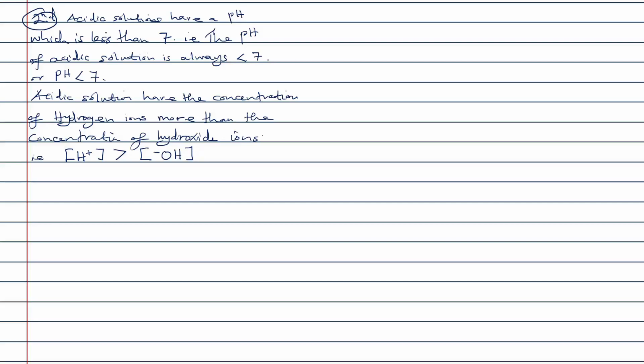Then still the second situation or condition is when we are having an alkaline solution.